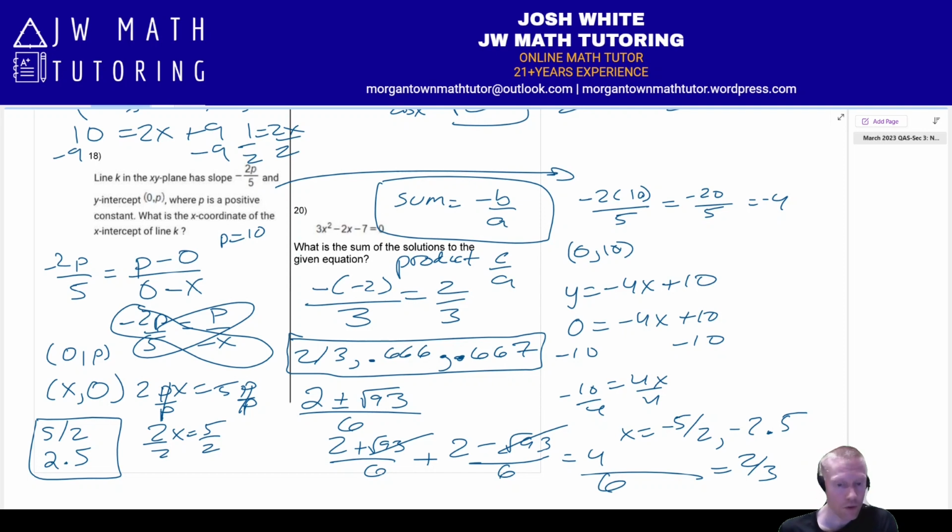So those are all 20 questions on the no calculator section from the March 2023 QAS. This is not from the school day test. This is from the Saturday test given on March 11th.